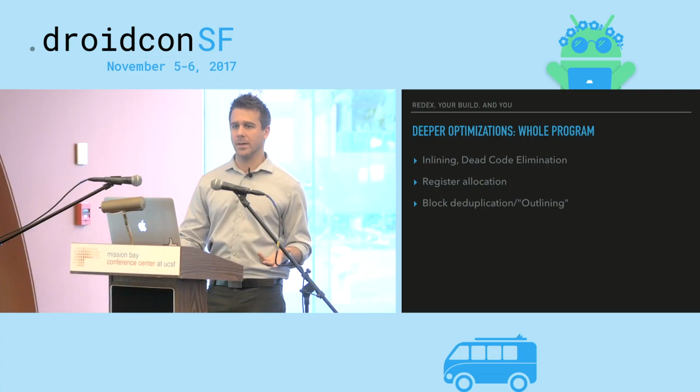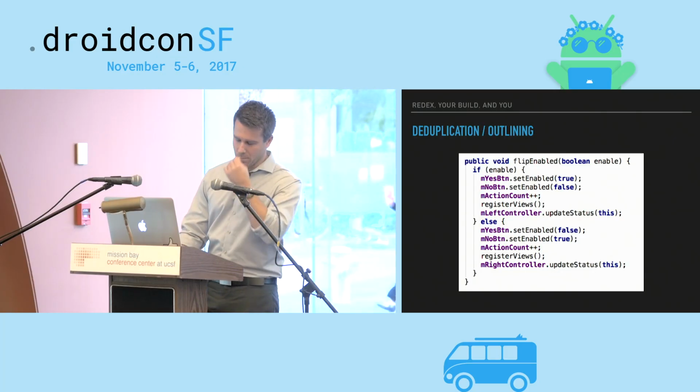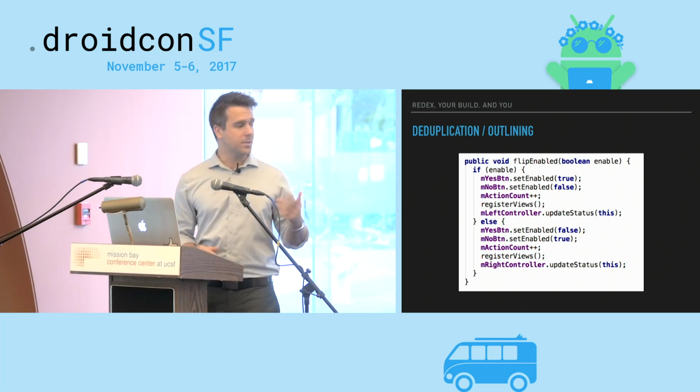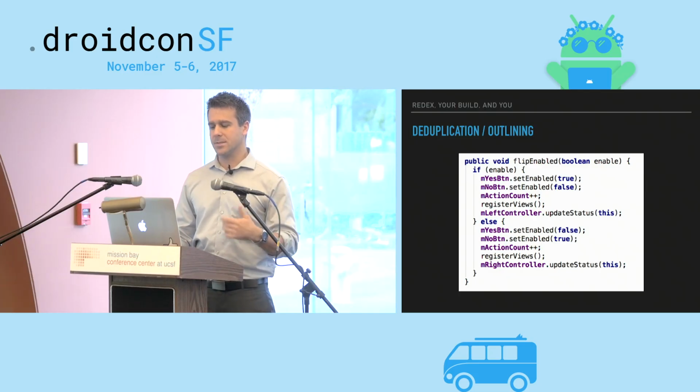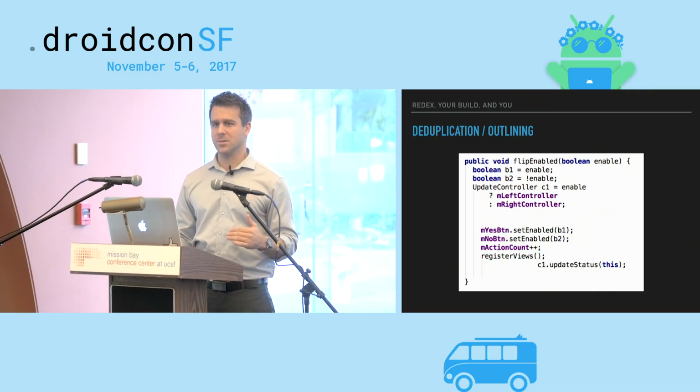Block deduplication and outlining. Outlining sounds pretty similar to inlining, and it is, but it's the exact opposite. This is more of a block deduplication example, but notice that the two execution blocks here are almost exactly the same. They take two buttons, they set some values, they increment something, and they call a couple methods. It's almost exactly the same instructions, opcodes, in each branch. So Redex can go through this and figure that out, and say, okay, I don't need to double this instruction count here. I can just have one set of these instructions and set up a little bit ahead of time.